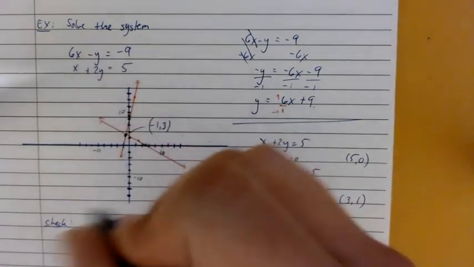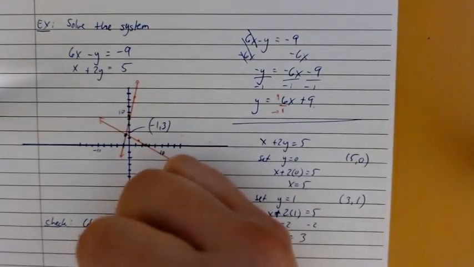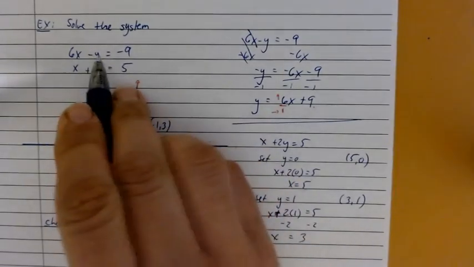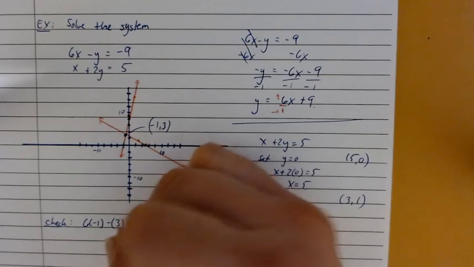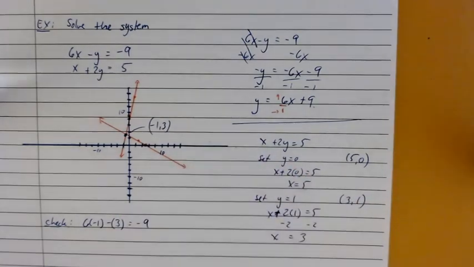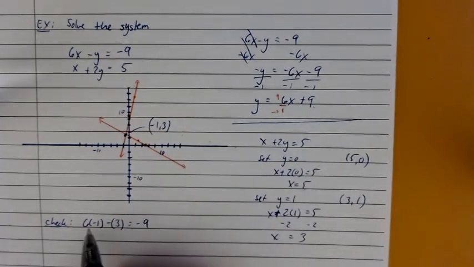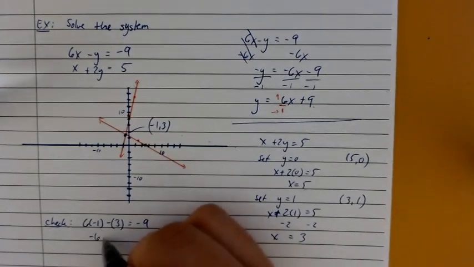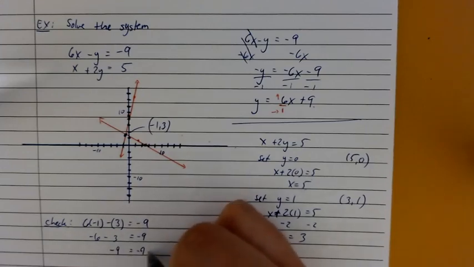Okay, we're substituting in, so it's going to be 6 times negative 1 minus our y value is 3, and we think that should equal 9. Let's see what happens. Negative 1 times 6 is negative 6, and negative 6 minus 3 is in fact negative 9. So yes, that one works.